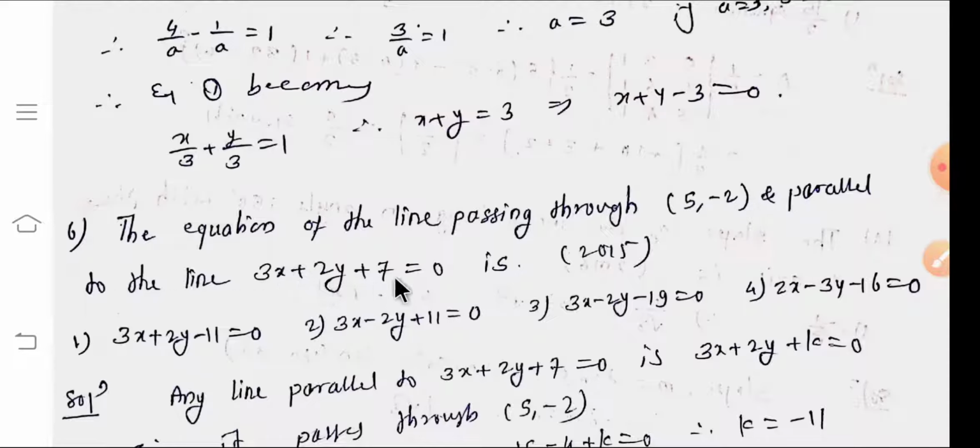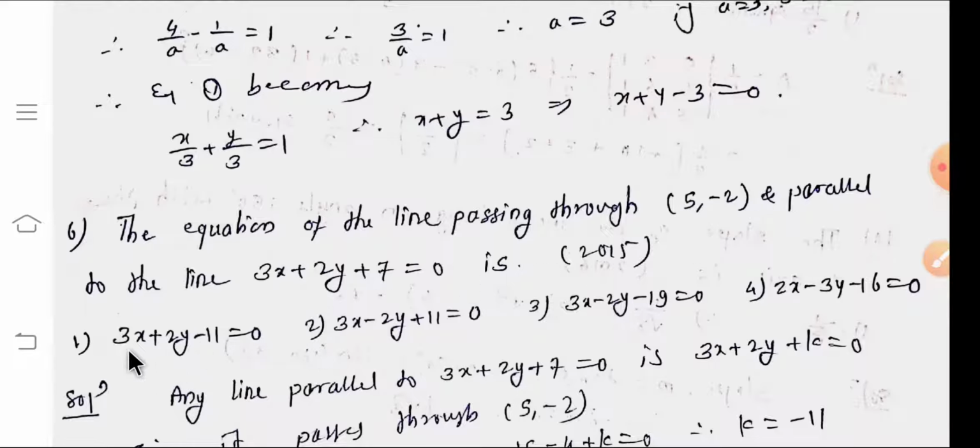3x plus 2y plus 7 equal to 0. The equation of a straight line parallel to ax plus by plus c equal to 0 is ax plus by plus k equal to 0. We know that this is the method, but here in all the options we have to check: put x equal to 5 and y equal to minus 2 and check which is the right answer, that is nothing but the required solution. The one that satisfies the given equation is the required solution.